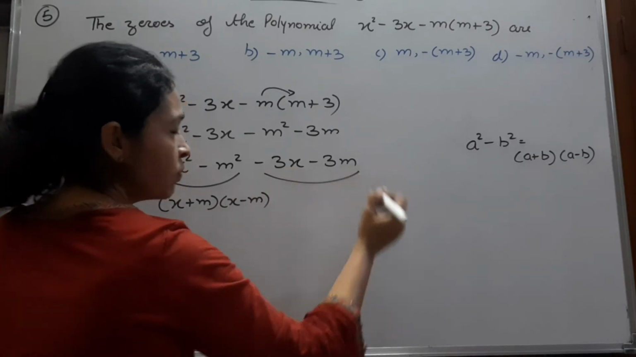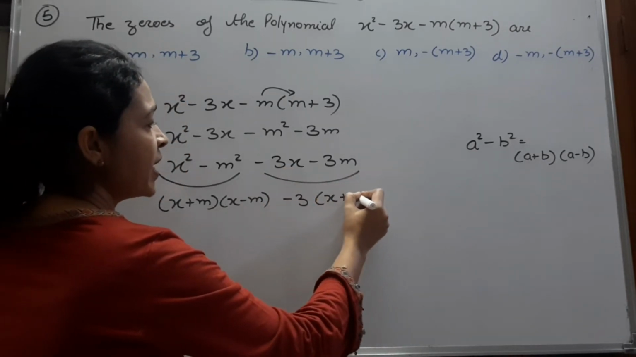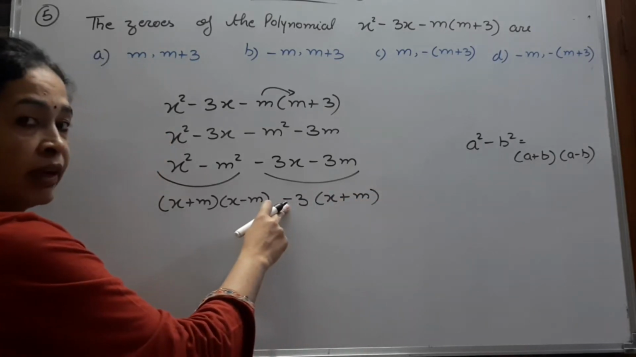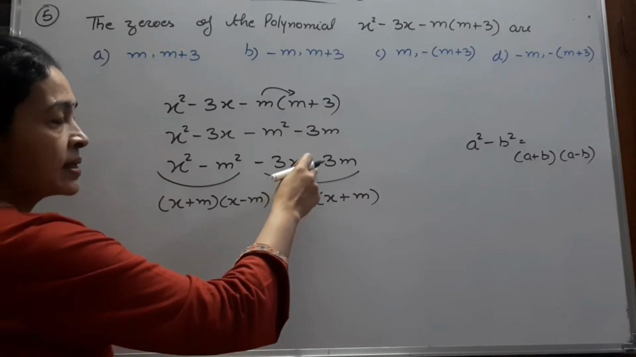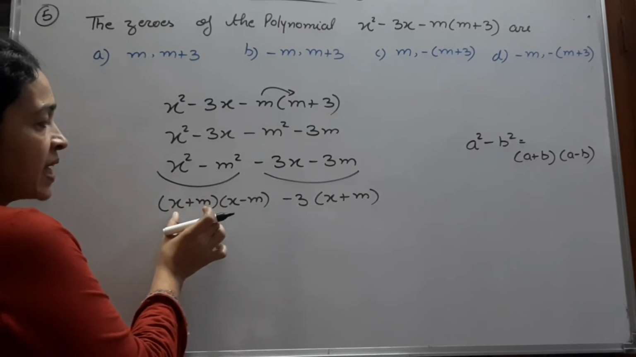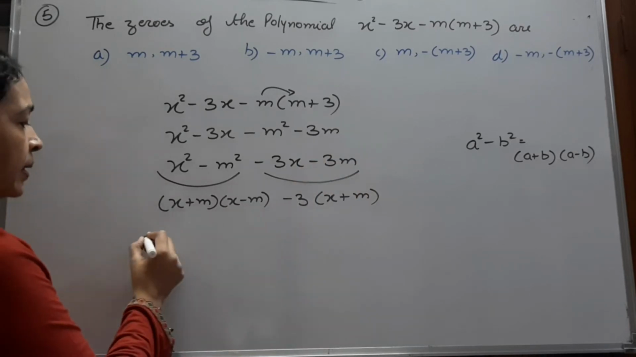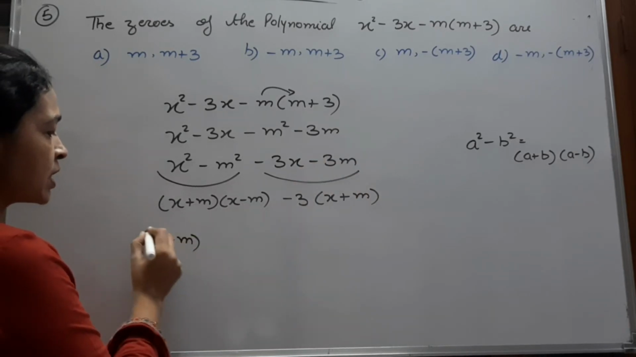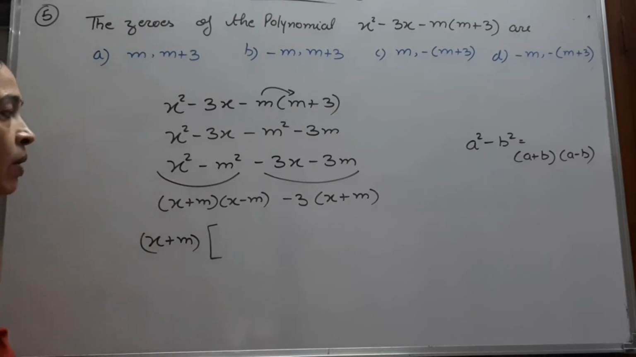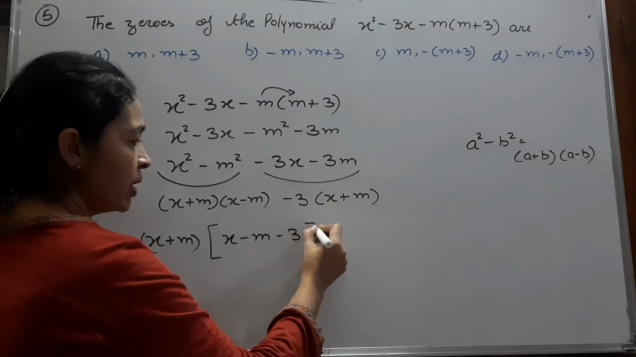In these two terms, what is common? Minus 3. And inside we have x plus m, because we have taken the minus sign outside, the sign inside will change. Now, here we have two terms, x plus m, x minus m. Here we have the term x plus m. Take x plus m, which is a common term, outside. What is left inside? X minus m, and we have minus 3 here.